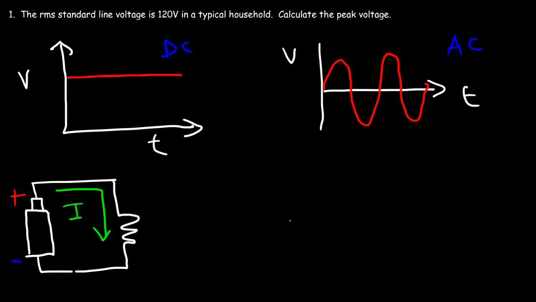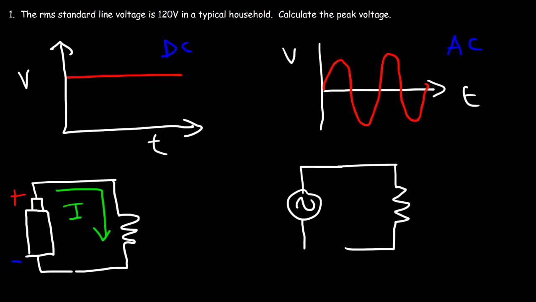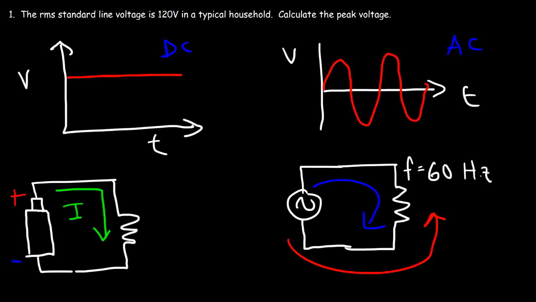Now, let's say if you connect a resistor across a 120 volt source found in the typical household. In this case, the current constantly reverses direction. In one instant it's traveling in this direction, and then in another instant it's traveling in the opposite direction. And so it oscillates 60 times per second. And so the frequency is 60 hertz. It constantly reverses 60 times in one single second. So that's the difference between direct current and alternating current.